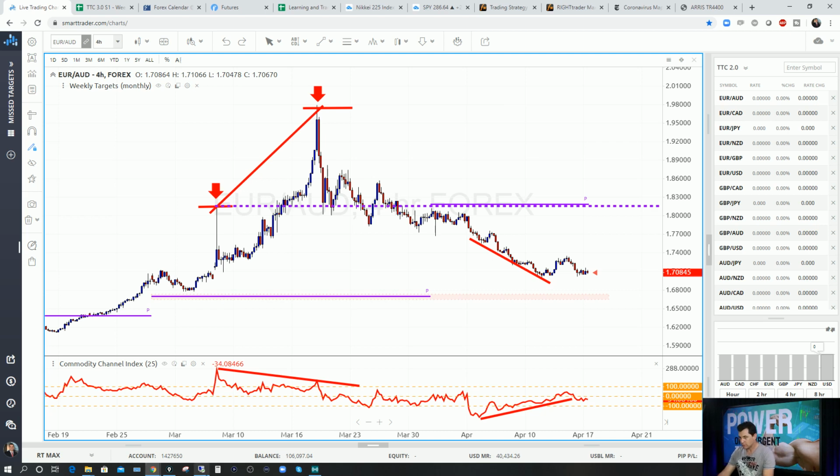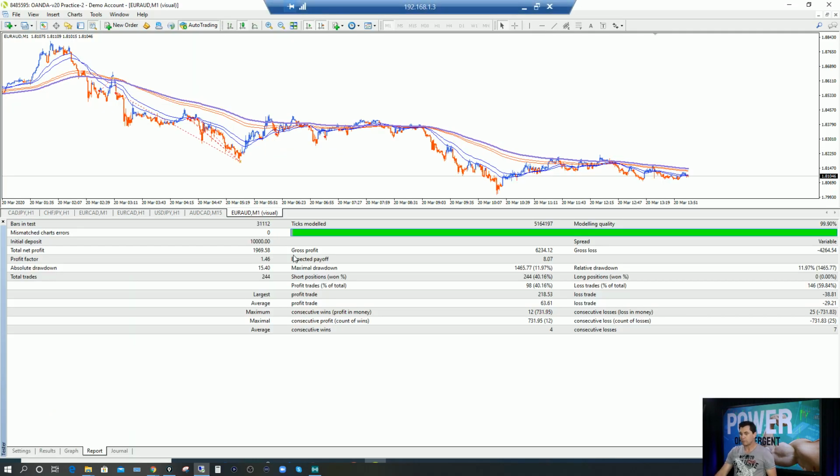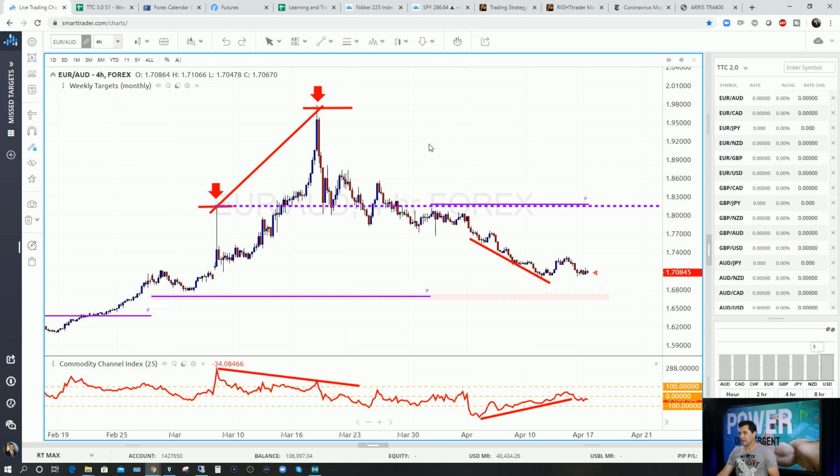And if we take a look at the results right here, we had 244 trades. We picked up 19.69%, and we only risked 0.25% on each trade. Obviously, you can adjust that according to your risk appetite. And we built the account up between the 19th and the current market right now. And that's pretty much the strategy in itself.